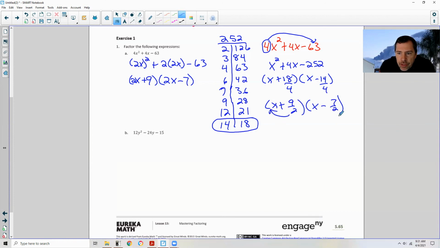Bring the 2 over here. And we get 2x plus 9 times 2x minus 7. So as you can see, we got the same numbers here. You decide which way you want to do it.